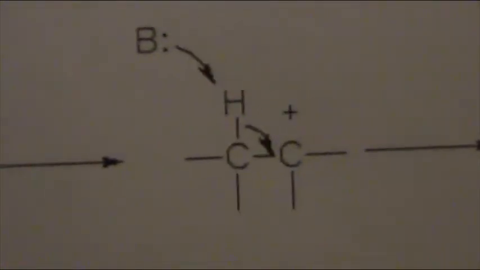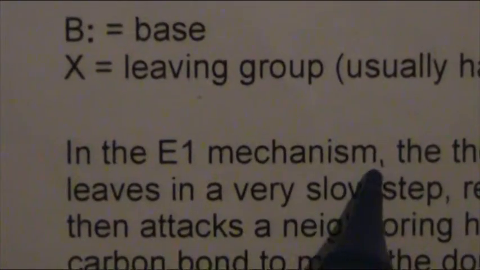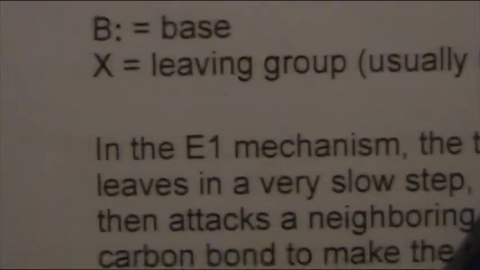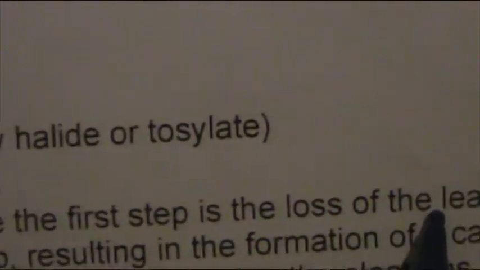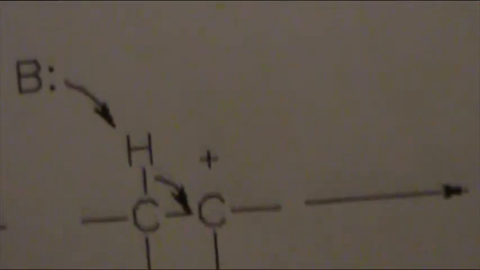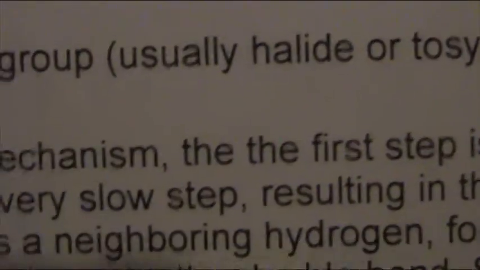We talk about E1 mechanisms further. In the E1 mechanism, the first step is the loss of the leaving group. You can see this one was the leaving group here. So the first step is loss of the leaving group.